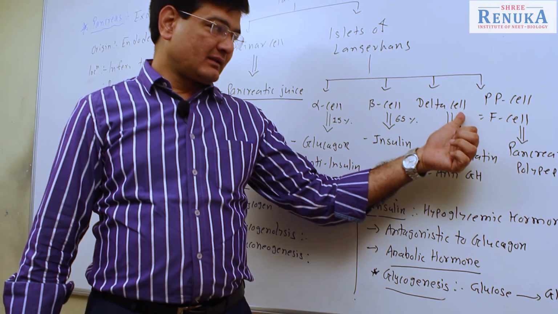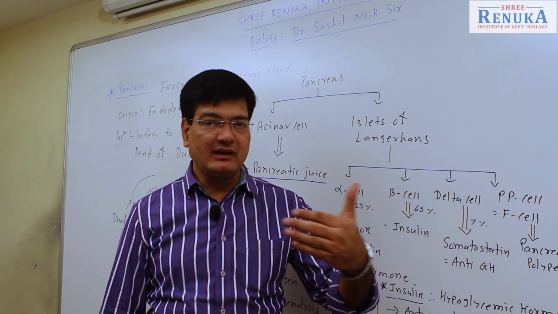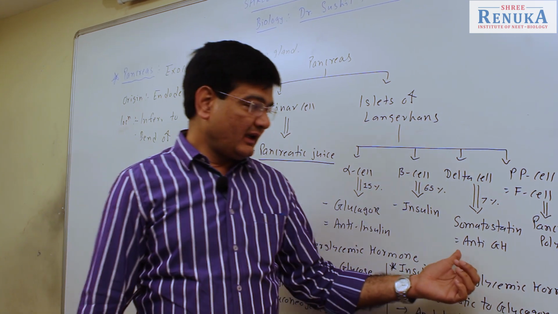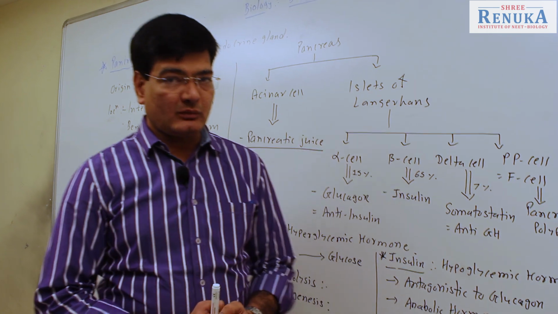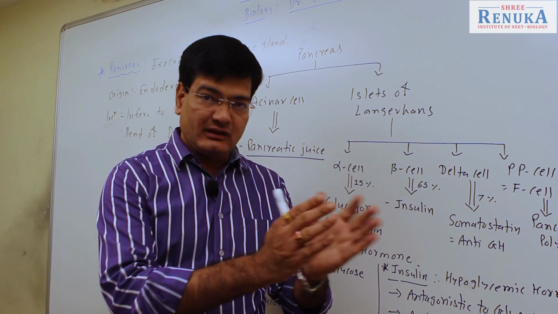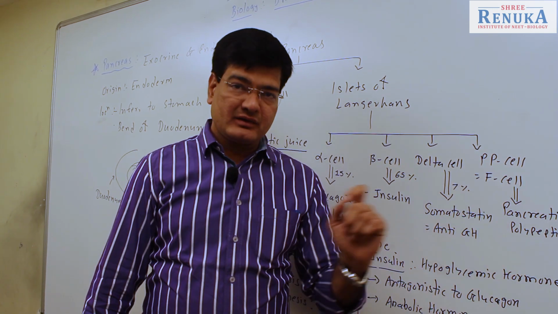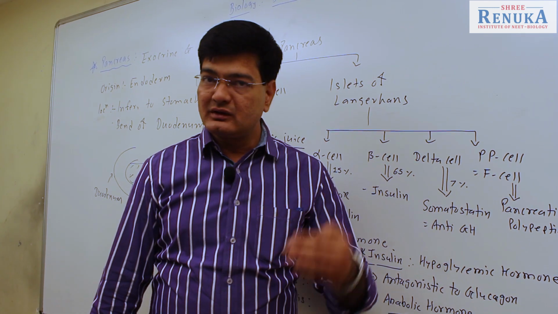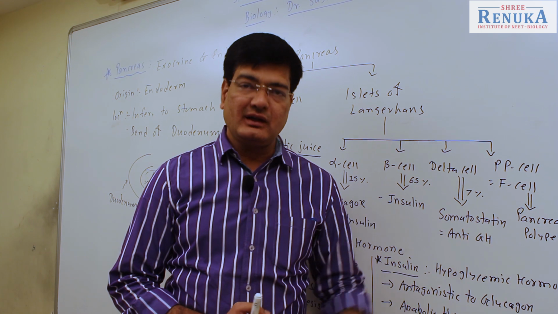The delta cells are concerned with the secretion of somatostatin. Remember that this somatostatin is also secreted from the hypothalamus. It is anti-growth hormone. It reduces the secretion of growth hormone and reduces or inhibits the growth of the individual. Pancreatic polypeptide cell or the F cell is concerned with the secretion of pancreatic polypeptide hormone. This hormone inhibits the secretion of hormones from the alimentary canal.